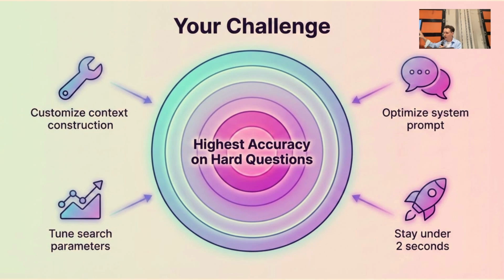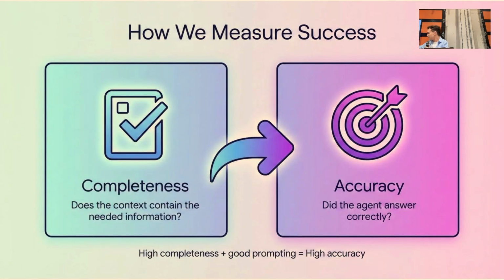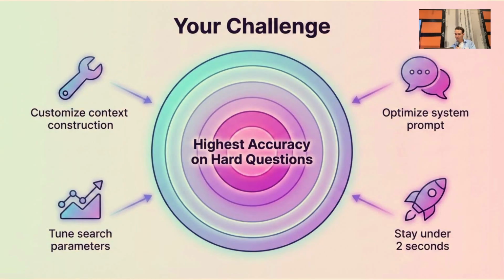But then there's also optimizing for completeness. It doesn't matter how good your system prompt is if the context isn't complete. For that, you can basically do whatever you want to customize how the context block is constructed. The main things I would start out with are changing the number of facts, entities, and episodes. I think it's defaulted to 5, 5, and 5.